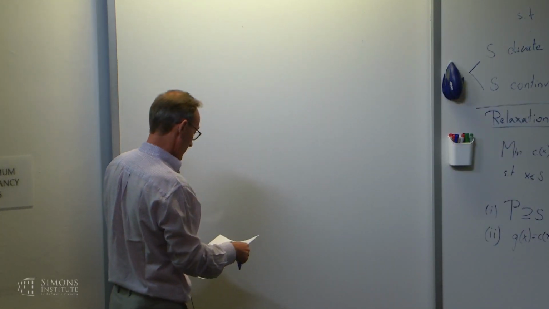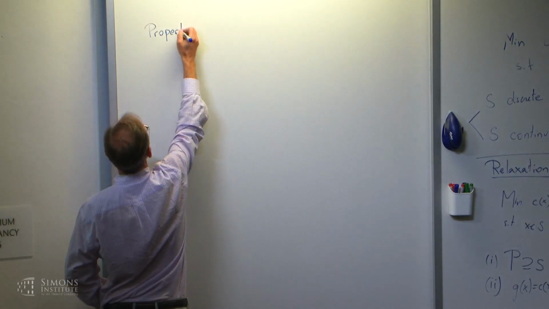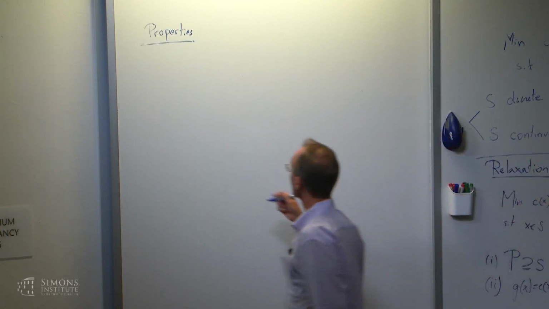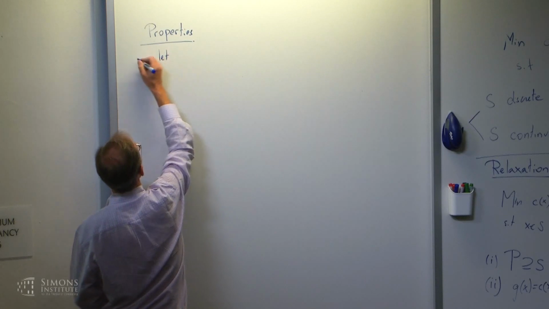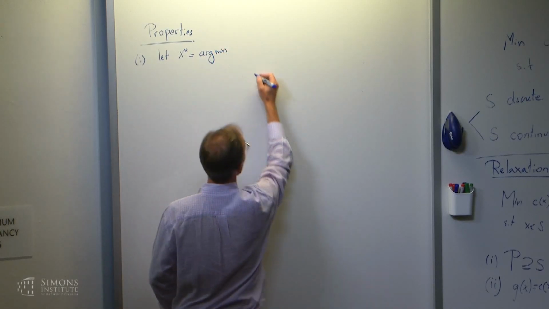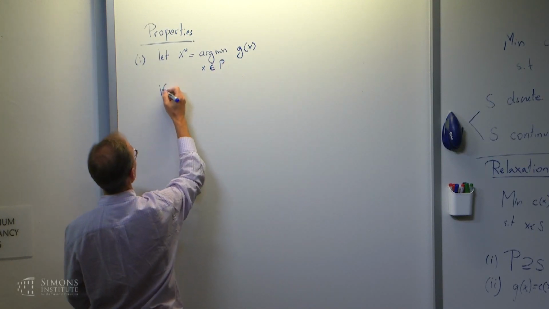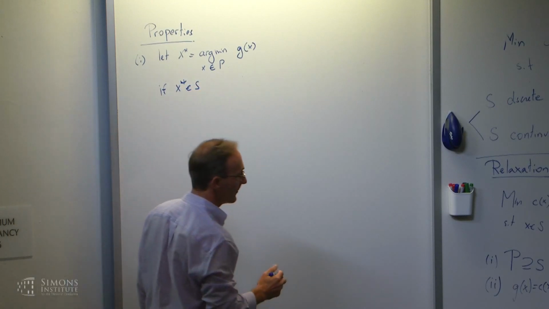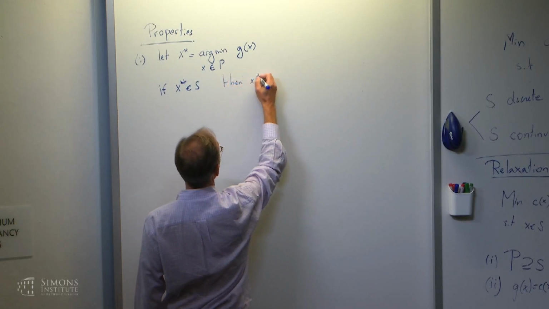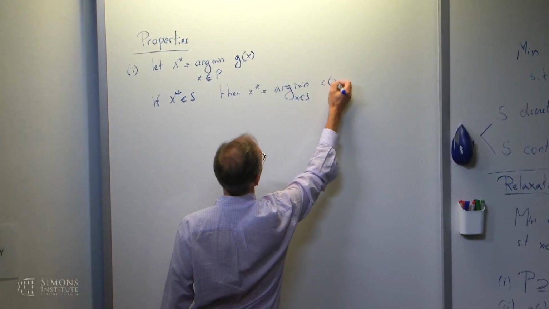So what are some basic properties of relaxations? One of them is that if we let x star be the optimum of g of x over x in P, and if x star belongs to S, then x star is also the minimum of the problem of interest to us, the argmin over x in S of c of x.